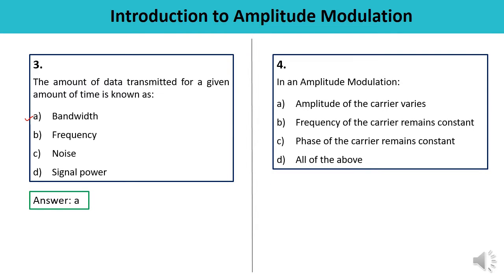In the next question, in an amplitude modulation, four options have been given. Amplitude of carrier varies, which is correct. Frequency of carrier remains constant, which is also correct. Phase of carrier remains constant, which is also correct. So read out the options. It means all these three options are correct, so the answer is D, all of the above.